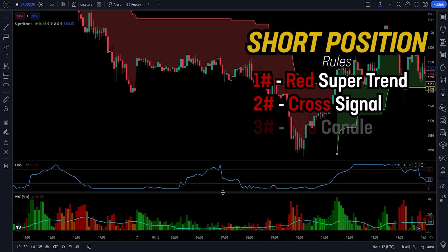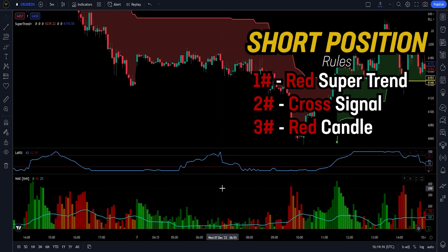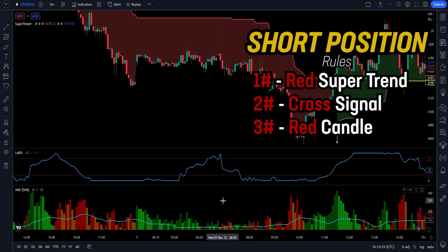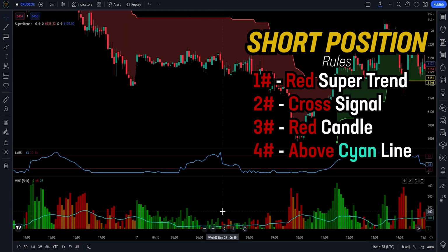Rule number 3, red candle and Waddah Attar Explosion indicator. This is yet another confirmation that there are more people selling than actually buying. Now, for our 4th and final rule, we will check our Waddah Attar Explosion indicator once again, but this time, we will check if our red colored candle is also above this explosion line. Yet another reverse rule, which is also sort of like an addition to our 3rd rule.